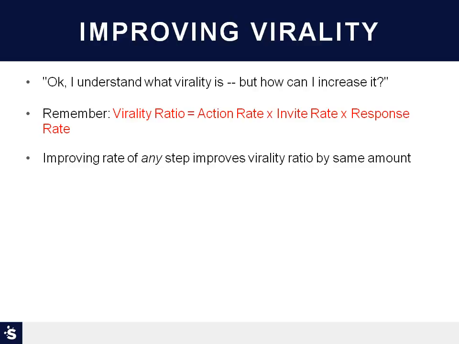But really the next question is, okay, I see that, but how can I increase it? Because you really want to know how, when you're pushing out a video or running a campaign, you can get more people through viral growth. So the key thing to remember is what we just talked about, which is that your virality ratio is the action rate multiplied by the invite rate multiplied by the response rate. What that means is, if you can improve any one of those steps, if you can get either a higher action rate, a higher invite rate, or a higher response rate, your virality ratio is going to go up. So the trick is, how do we improve those rates?